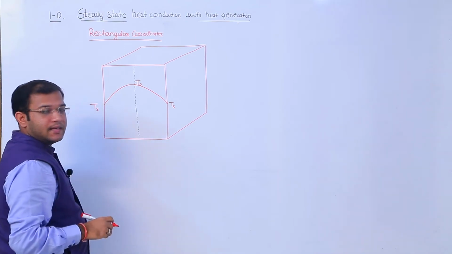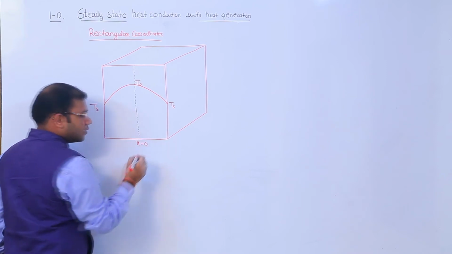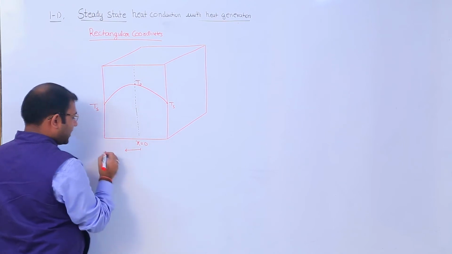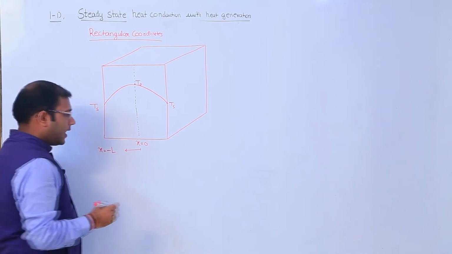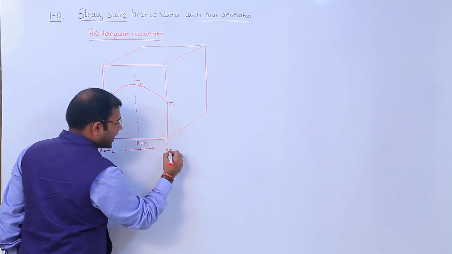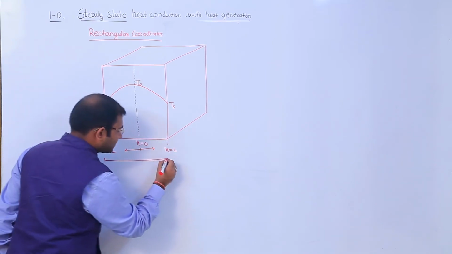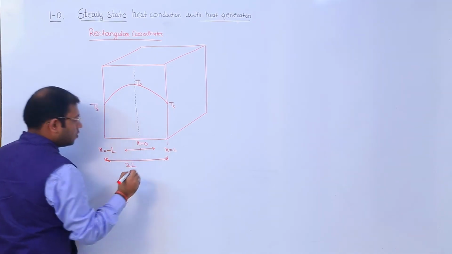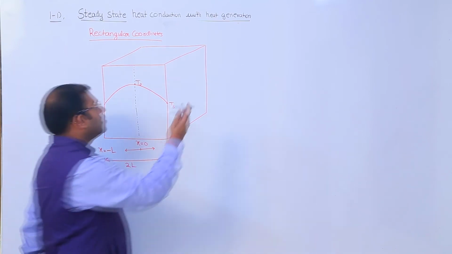Fine. And in case of rectangular slab, at the mid plane we assume x is equal to 0. Fine. And when we go in this direction we take x is equal to minus L, and when we go in this direction we take at this point x is equal to length L. So the thickness of the slab can be taken as 2L.